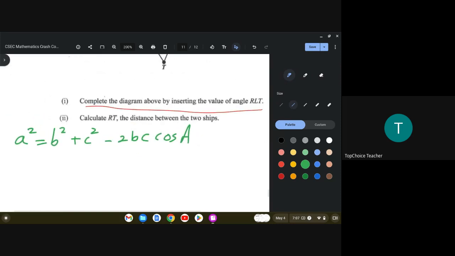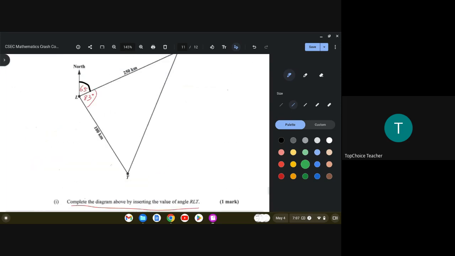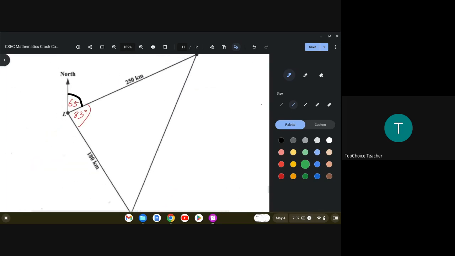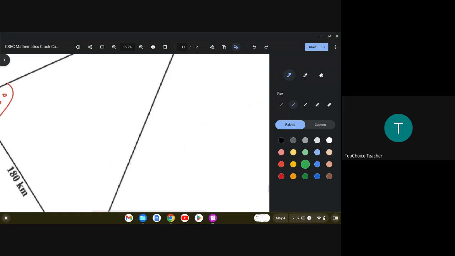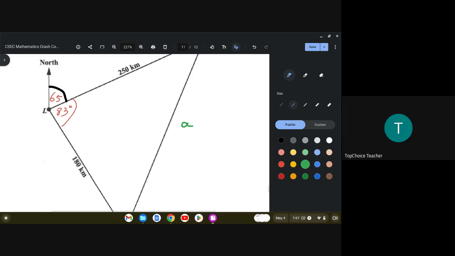It looks like a mouthful. What did I mention earlier? Always label the thing you're looking for if it's a missing side. So we are trying to find this missing side. Always label the thing you're looking for as a. So this will be a lowercase a. That's the thing we're looking for. I'm going to call it a.